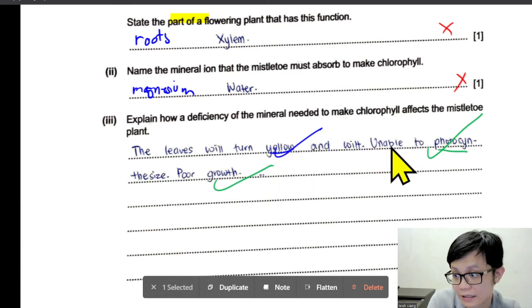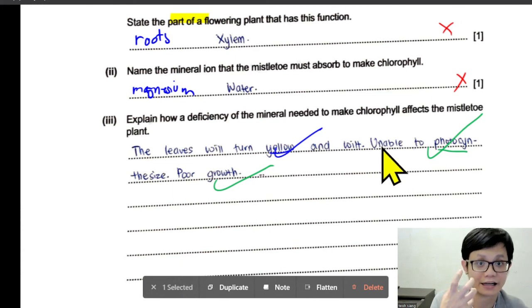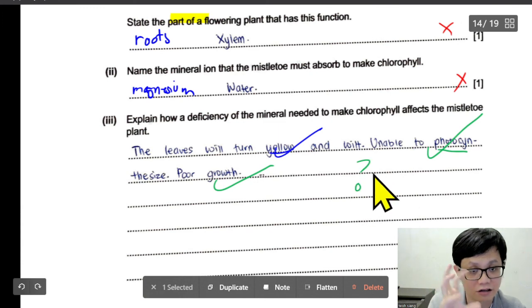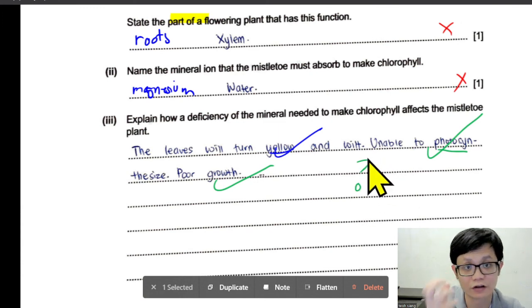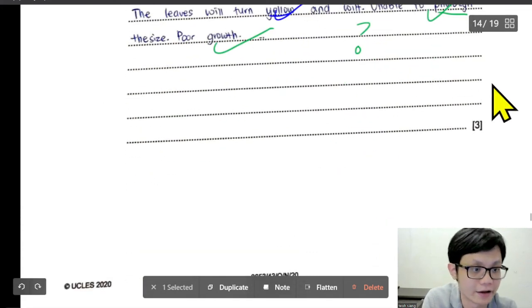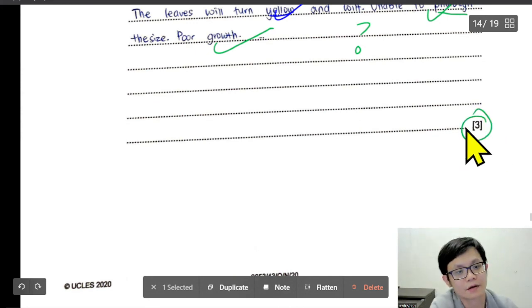Another point is what I explained just now, because you need to explain a bit: the lack of chlorophyll, therefore you will get lesser rate of photosynthesis. Okay, so this one I give 3 points.